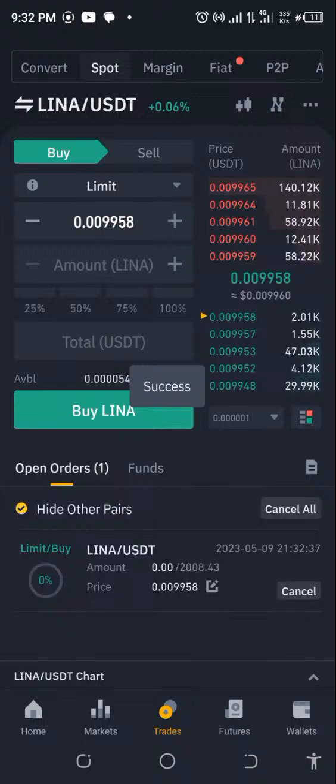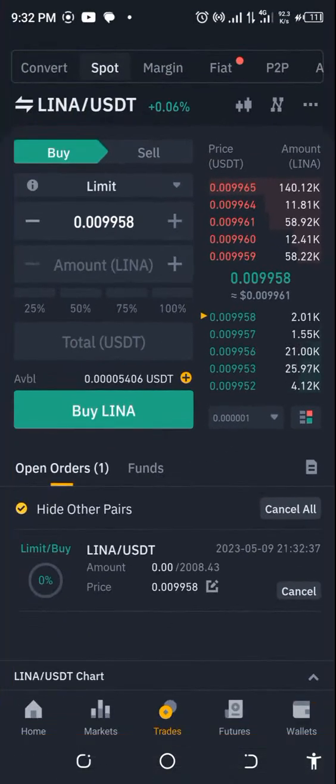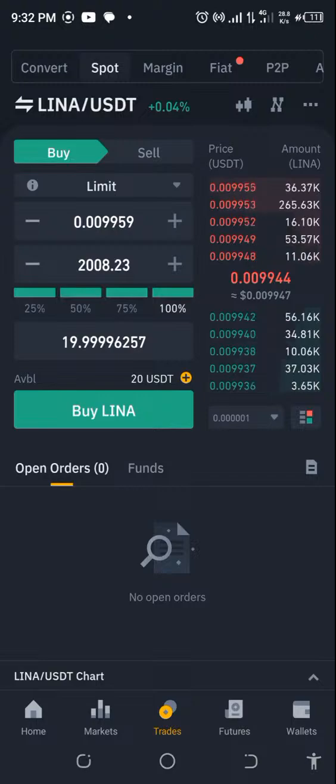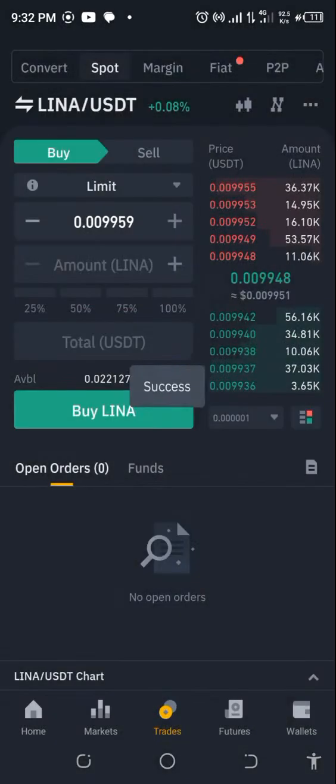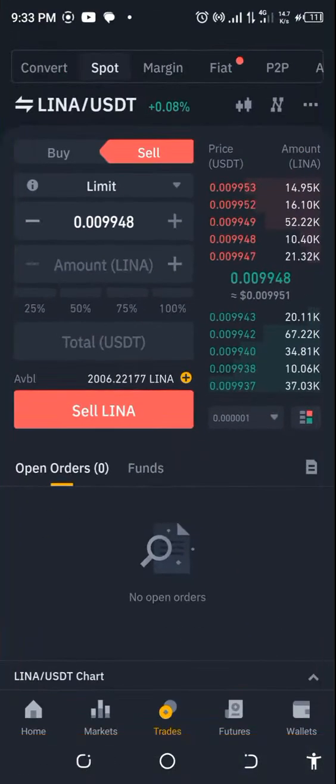Anyways, let's see how long this will take. Okay, let me try this, 9959. Let's try it out one more time. Let's pick up the first red and then let's go with 100. If I do that, will it go? I think it did. Okay, so you can see how to get your orders sold immediately. I picked up the first red and it went. I bought 2006. Don't forget it was 2008, but because of trading fees, it's taking off 2 cents.